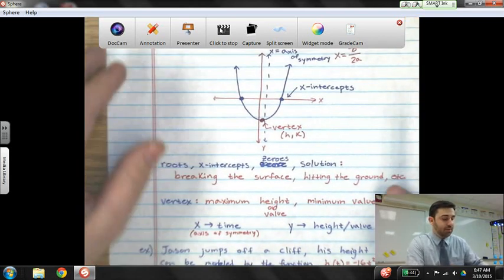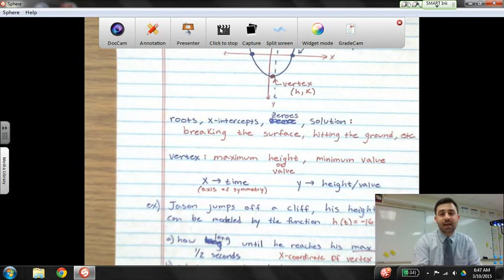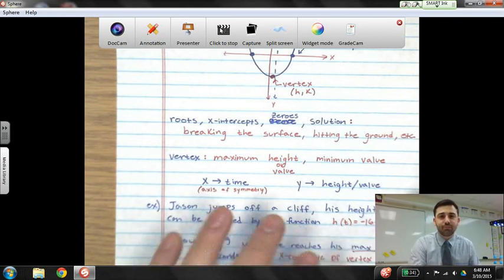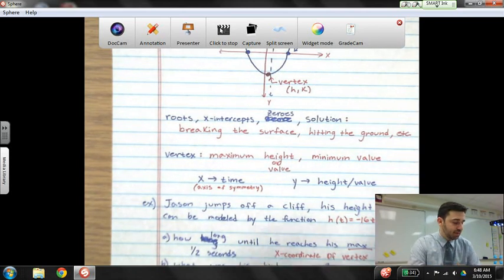Typically the x-coordinate of that vertex is going to give us the time, which we can find by using the axis of symmetry formula. So if someone were, say, jumping or launching a rocket, and we want to know the time it takes to get to the maximum height, this would be the x-coordinate of your vertex. Then we also have the y-coordinate of the vertex, which asks for the height or the value of a particular equation. So let's look at an example.